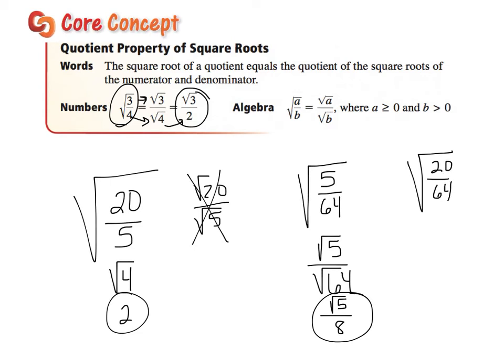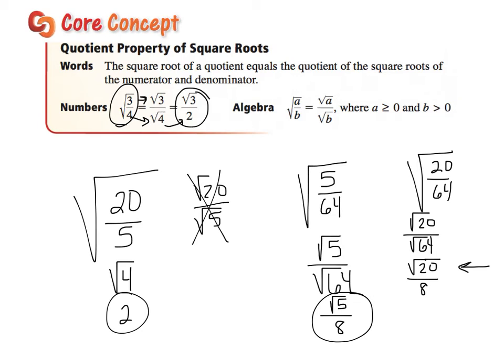20/64. Now I could simplify that into 10/32. I wouldn't though, because 64 is a perfect square. So I would break this up into the square root of 20 divided by the square root of 64, which is 8. But I'm not done, because the square root of 20 has a perfect square in it.